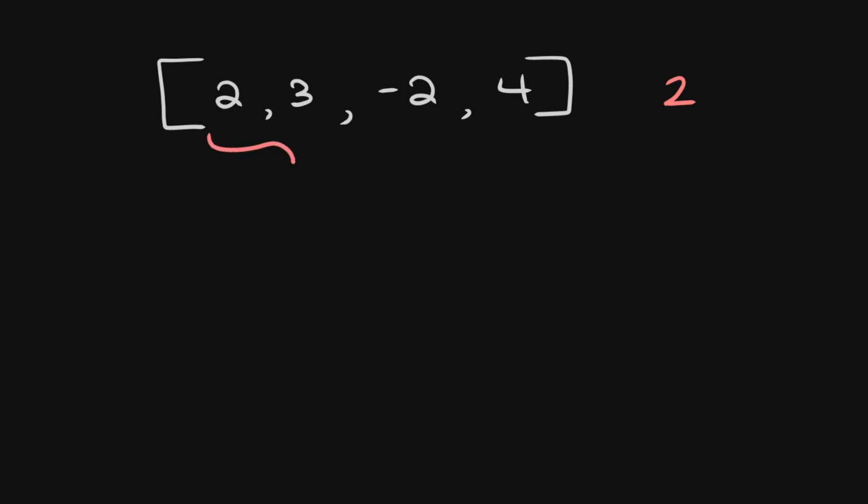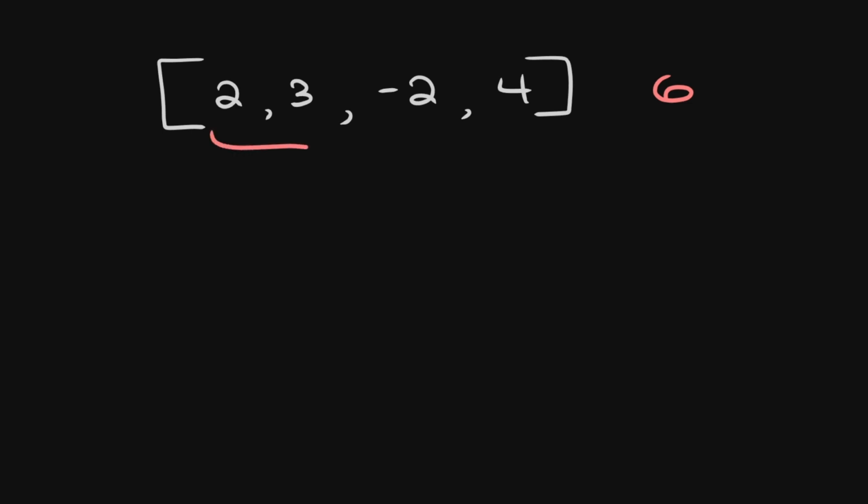But then we can also look at these two elements. So this is going to be 2 times 3, which is 6, and this is definitely larger than the 2 value. So this is the new maximum product subarray value because we're going to be returning an integer. So we can say that at this point 6 is the maximum.